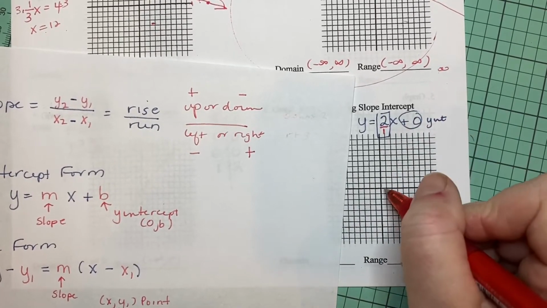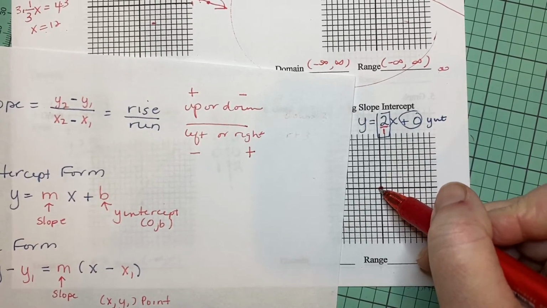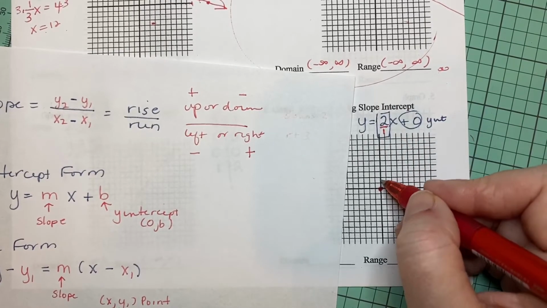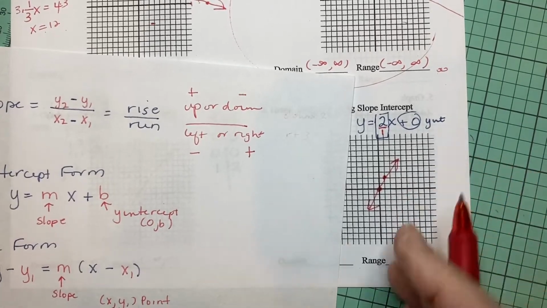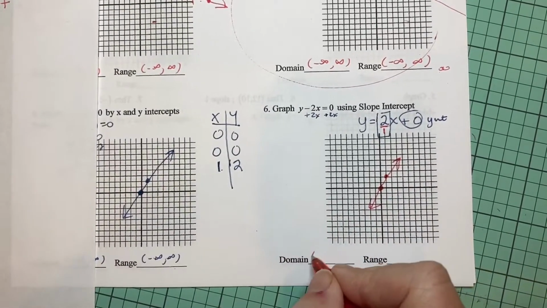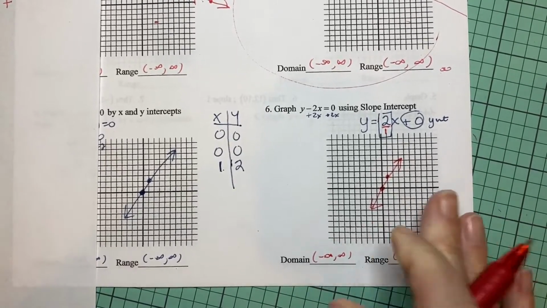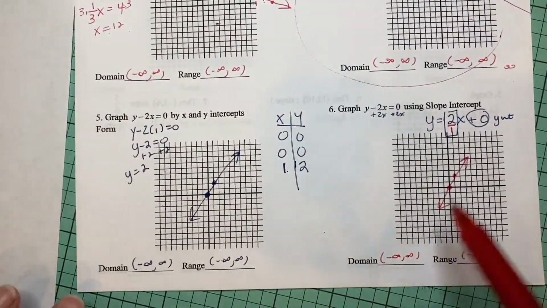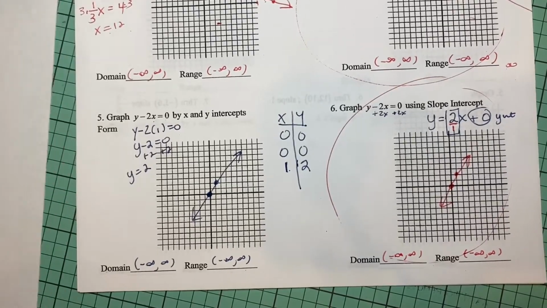To graph this one, we go to the y-intercept, which is 0. The slope is positive, so we go up 2 and over 1. If it's negative, you go down. If it's positive, you go up. So there's our line, and just like before, domain is negative infinity to infinity and range is negative infinity to infinity. Same line, so you could do it either way. In my opinion, this way's a little faster and easier, but they work either way.